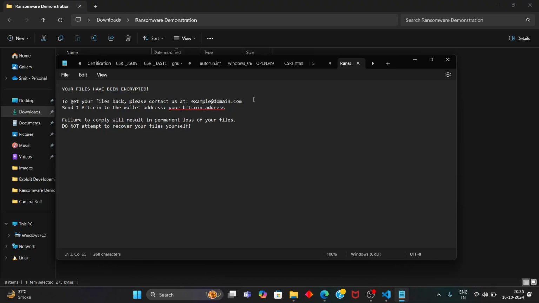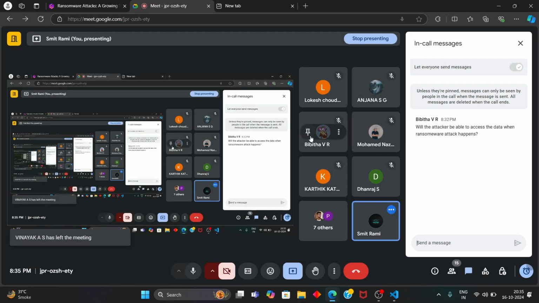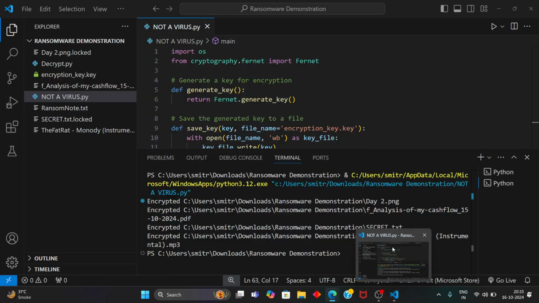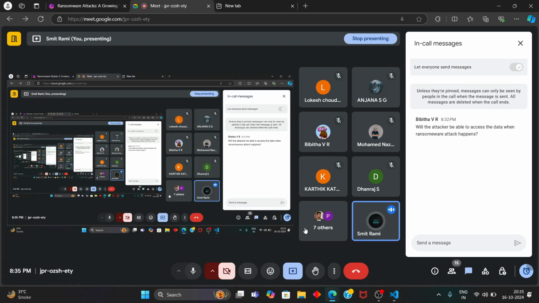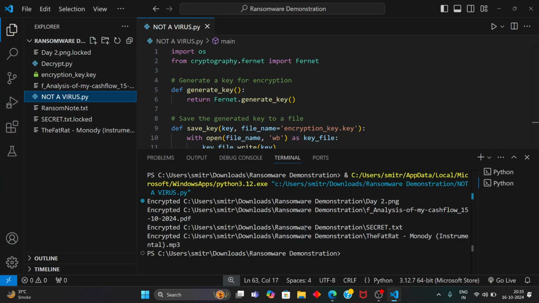And generally, the emails they use are temp emails, or we can say emails which aren't owned by them. They are generally compromised emails, or some anonymous email which cannot be easily traced. So that's the mail that they use. And another is that they provide you with a specific wallet address to which you can send your payment.